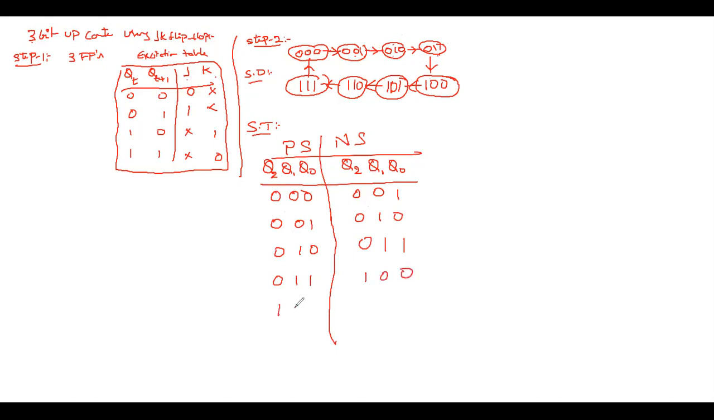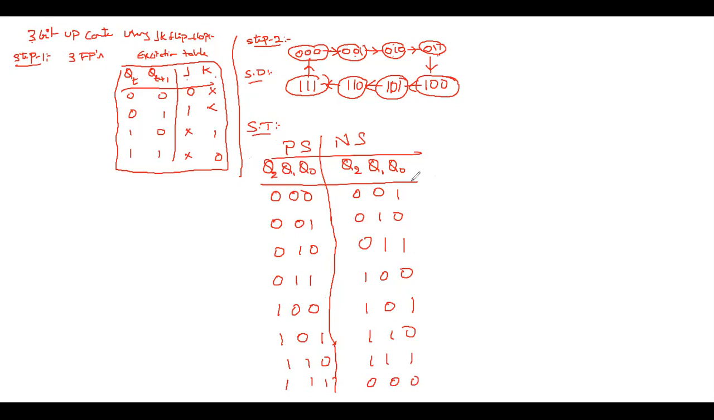Present state 100, next state 101. For 101, next state is 110. For 110, next state is 111. For 111, next state is 000. So this is the state table.